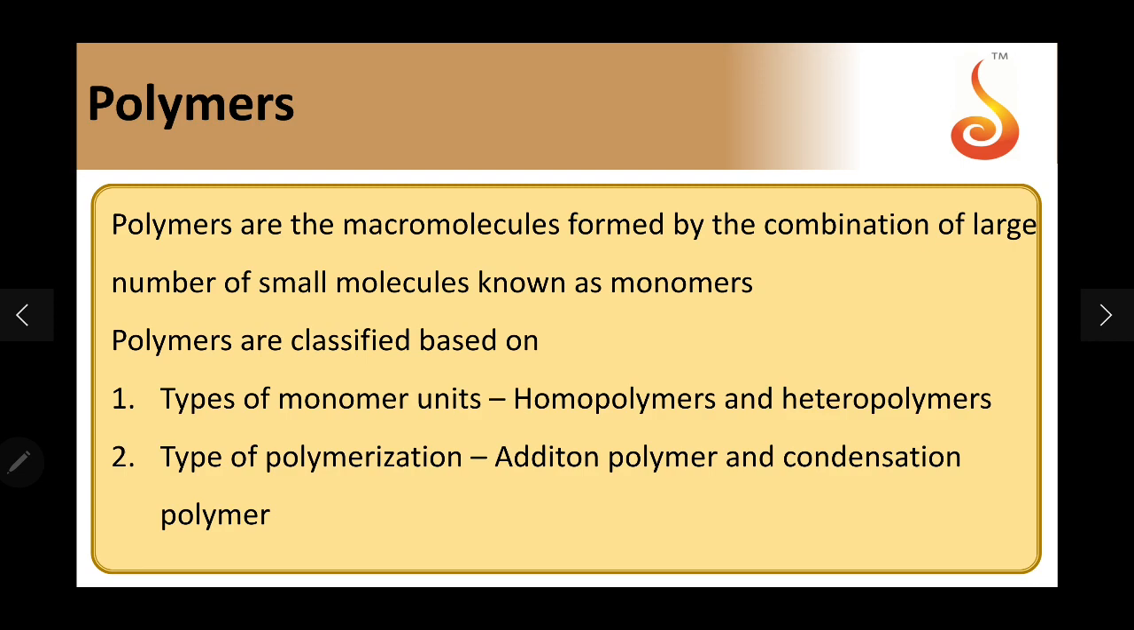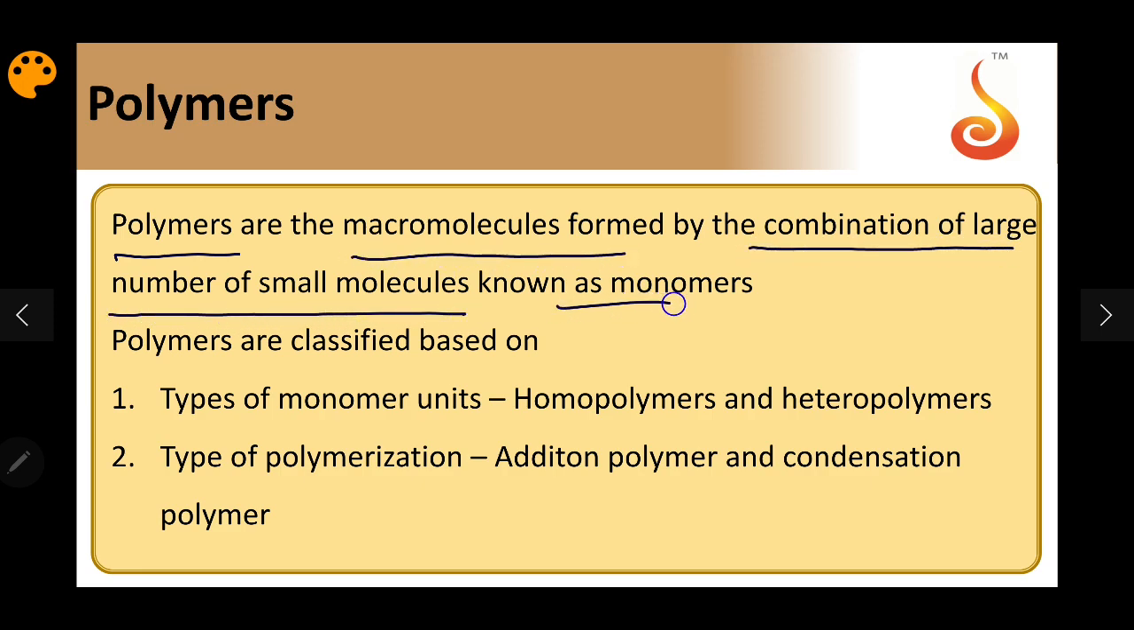Polymers. Polymers are macromolecules formed by the combination of a large number of small molecules known as monomers. These polymers are also classified based on the type of monomer units. We classify them as homopolymers and heteropolymers. Homopolymers are the ones where only one type of monomer unit is present. Heteropolymers are the ones where different types of monomer units are present.